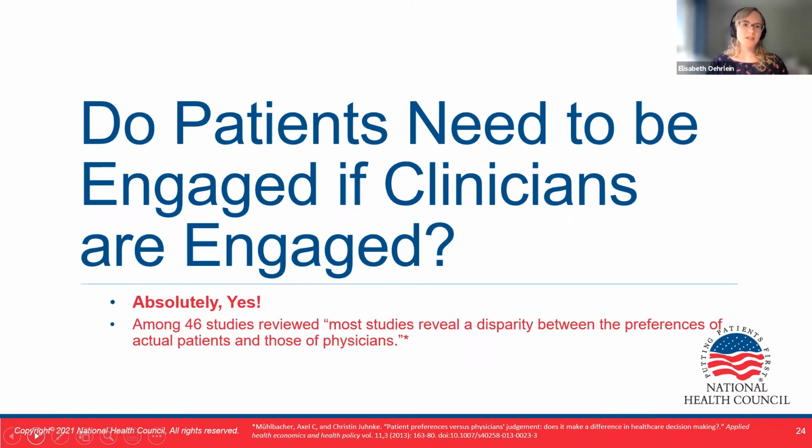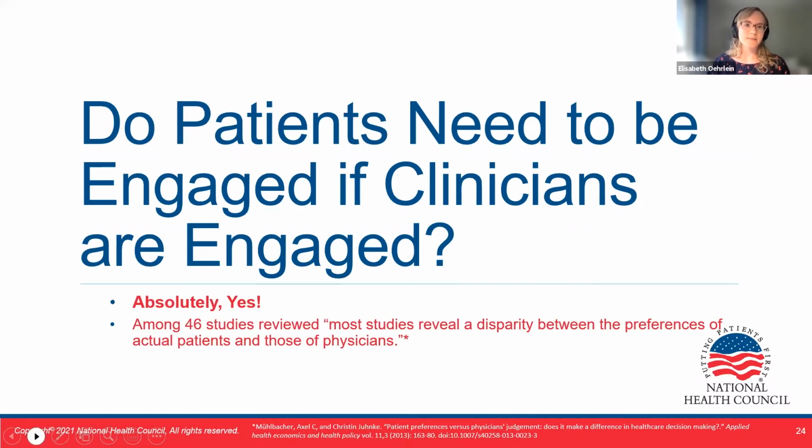So I've linked here to a study that was conducted by Axel Mühlbacher, where they did a lit review where they saw that among 46 studies that were comparing clinician preferences to patient preferences, actually most of those studies revealed that there was some disparity between the preferences of patients and those of physicians. And so it varies a little bit depending on the type of disease. It can vary depending on the setting, but by and large, we see that there are differences between what patients tell us are important and what healthcare providers tell us are important.